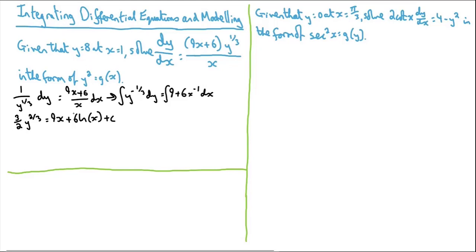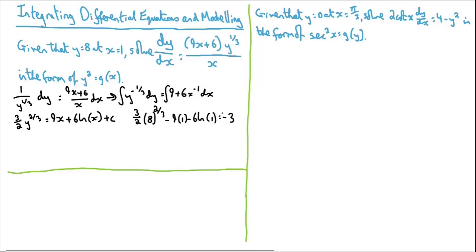So if we were to minus these two terms over here to just get the c on its own, you would have 3 over 2 lots of 8 to the 2/3, minus 9 lots of 1, minus 6 lots of ln 1, and altogether that will get you c, and you get that it's a value of minus 3.